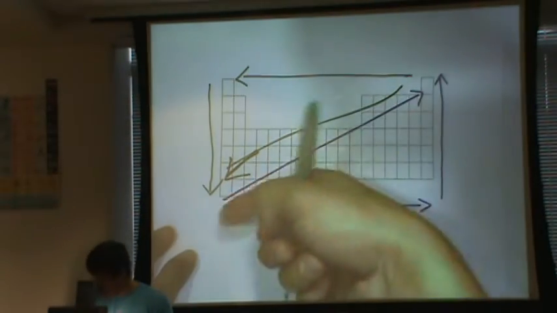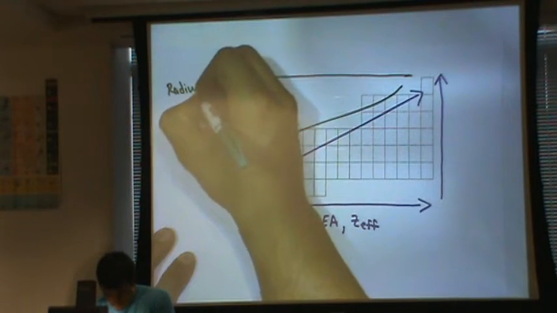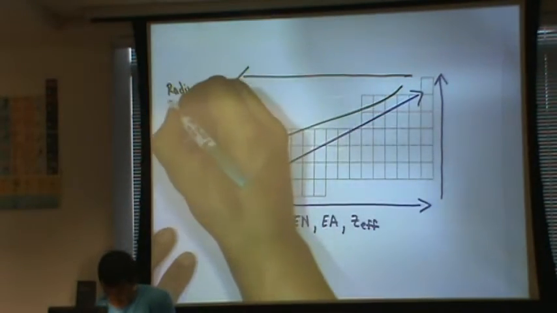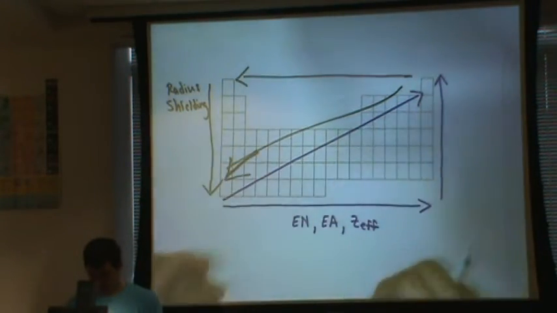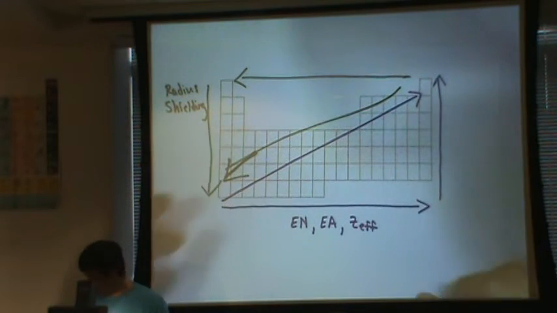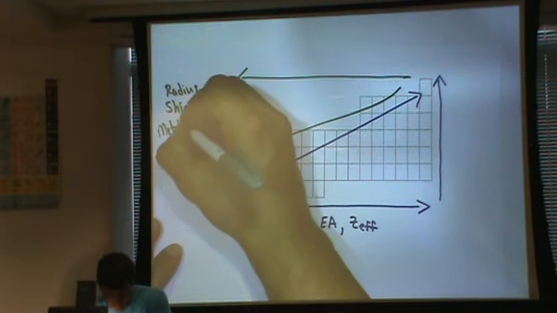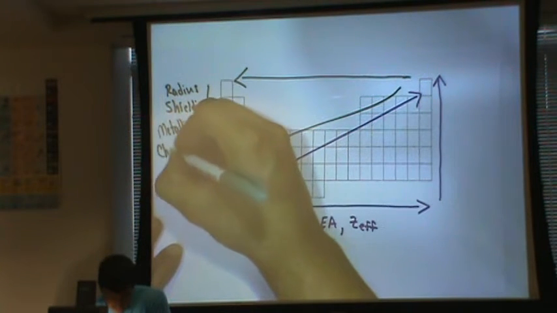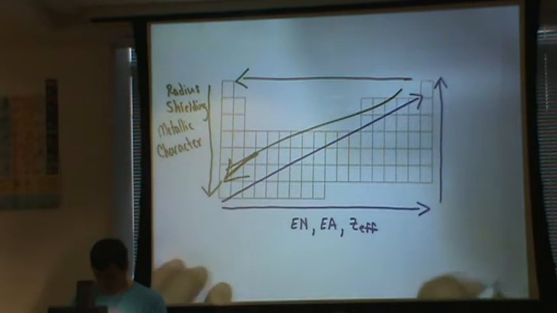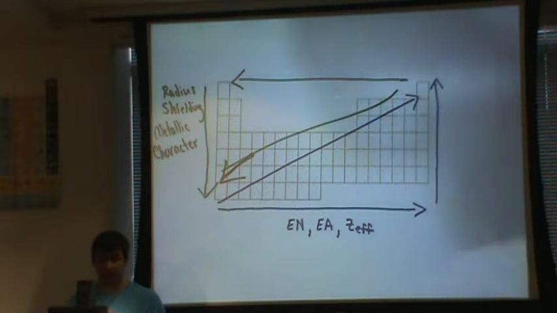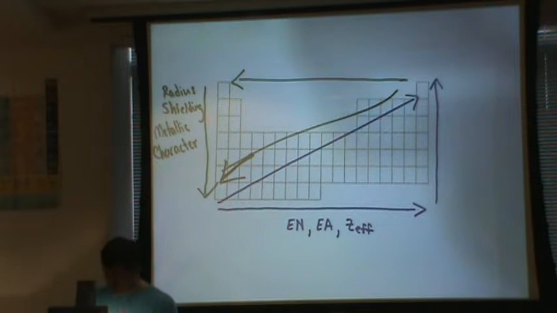In the opposite direction, we have increasing radius. We have shielding, the ability for the core electrons to shield the valence electrons, which will affect how big the atom is going to be. And finally, metallic character. Elements at the very bottom left of the table are more metallic in character, meaning that they want to get rid of their electrons. They're very big and poofy. Their valence shell is so large that they want to get rid of their electrons.